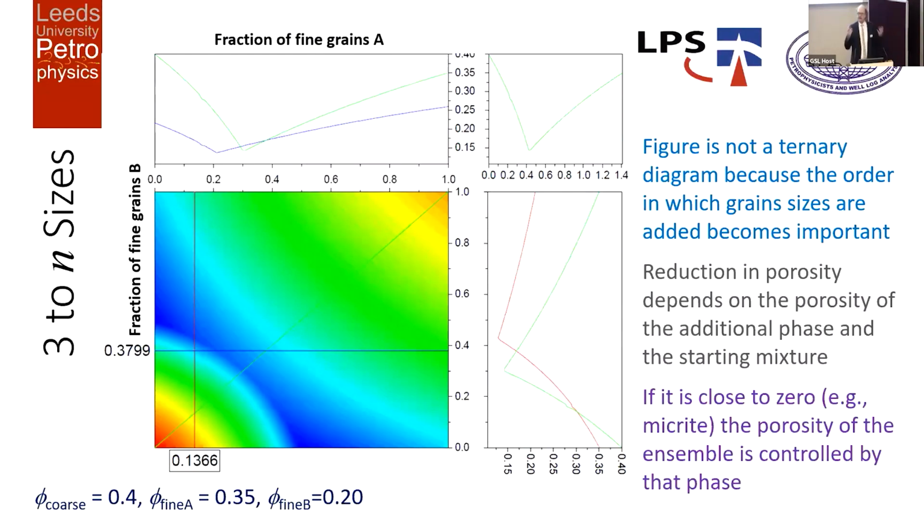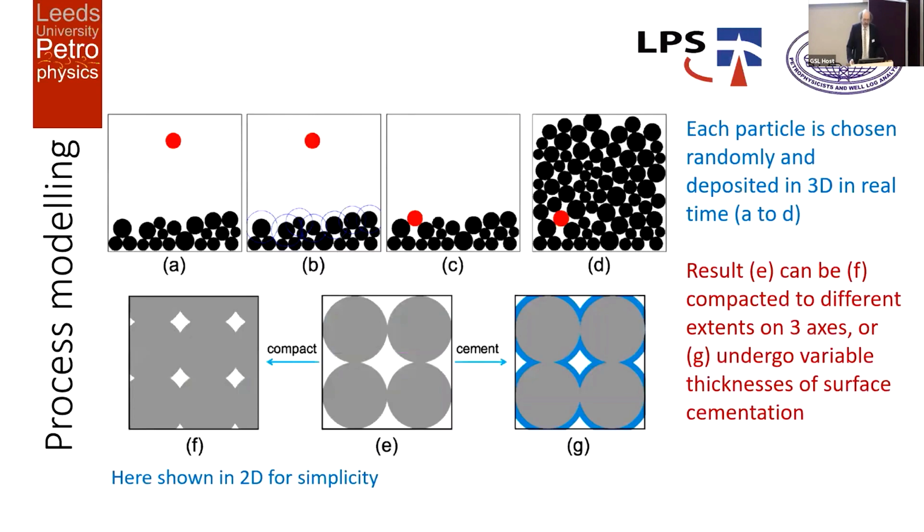And because it depends upon which grains you add in which order, we did some process modelling. This is the process modelling that we were doing, and I like to think of it as Tetris for petrophysicists, because this is a 2-dimensional example to show you how it was done. We did it in 3 dimensions because it's only valid to do in 3 dimensions. We take a box, basically, and introduce at random a grain size.